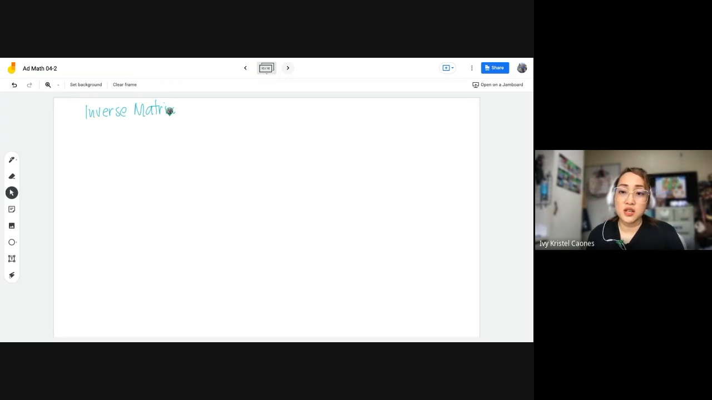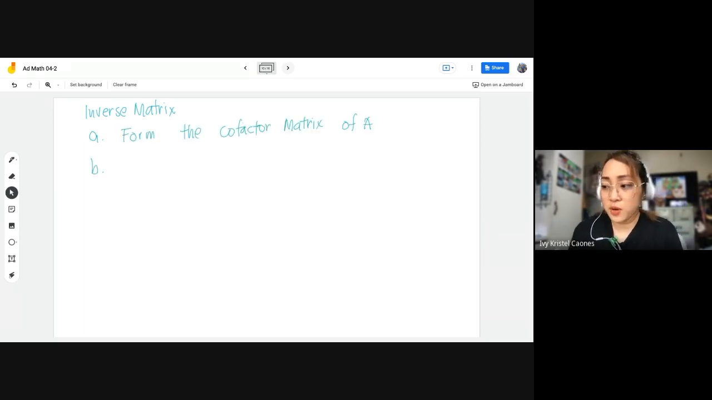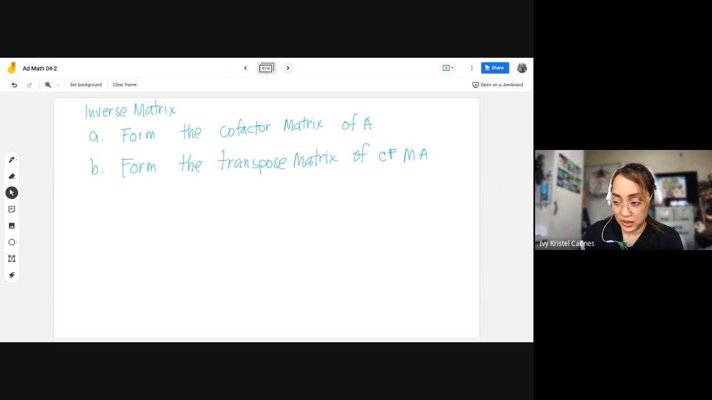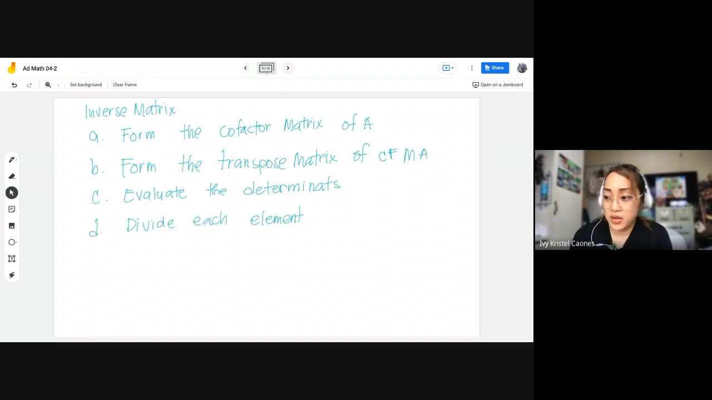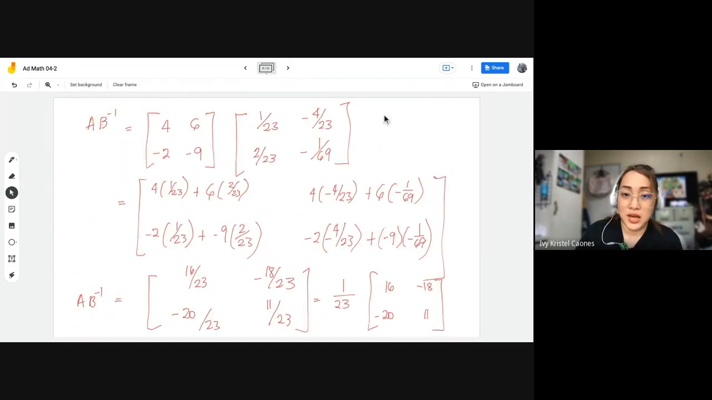We use the inverse matrix in division. There are steps to follow in finding your inverse matrix. That is, one, form the cofactor matrix of A. Two, form the transpose matrix. The next is to evaluate the determinant. And last is to divide each element in the matrix. So that is the inverse matrix.